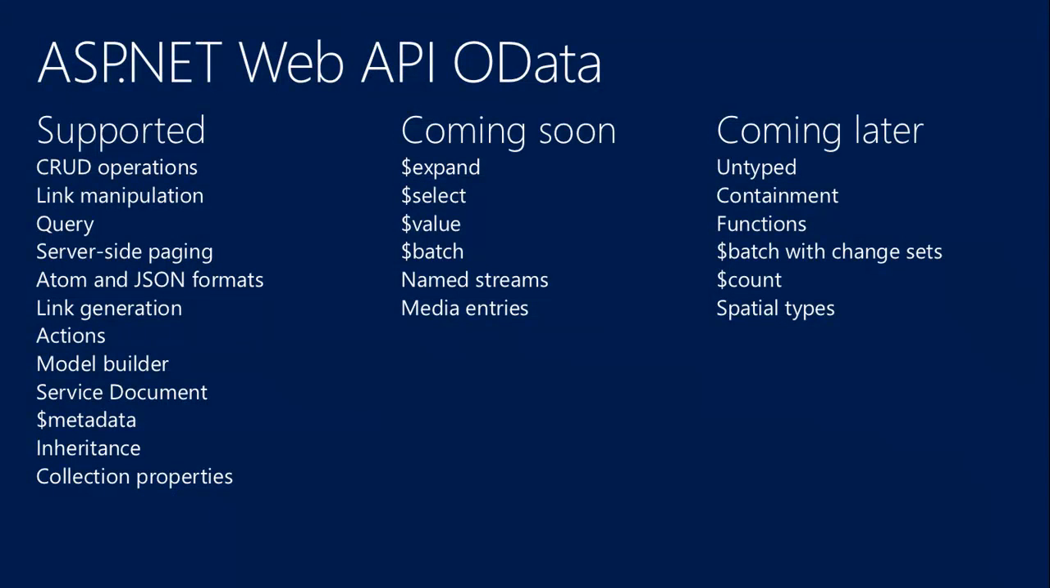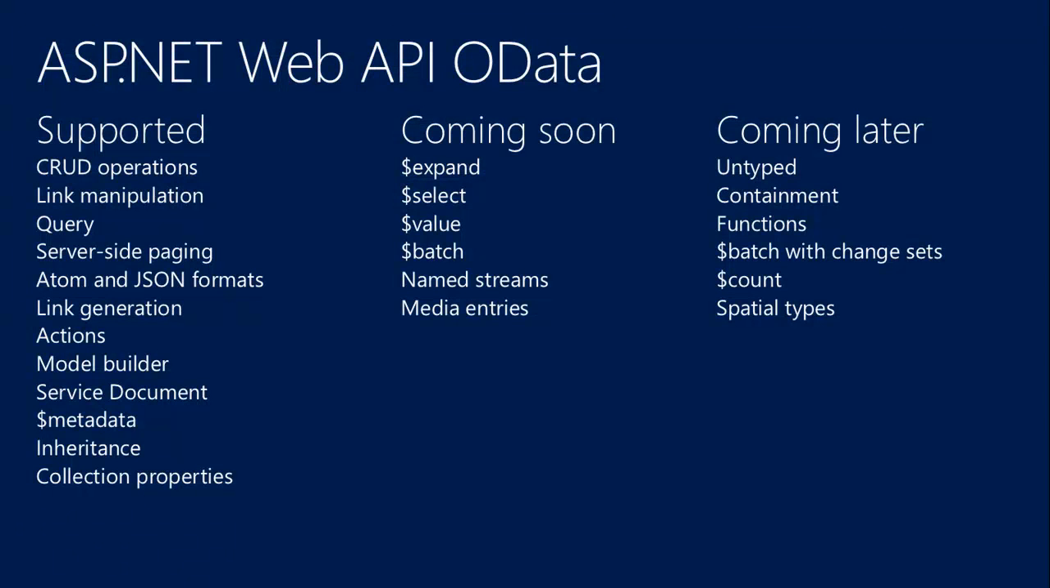We have preview support for $value, preview support for $batch, which was the batching that you just saw. We also added some extensibility to our formatters that allow you to support things like named streams and media entries. These are cases where you want to have images or media content in your feed, stuff that's not just JSON or XML. You can support those scenarios using our preview bits. It requires a little bit of code, but you can do it.